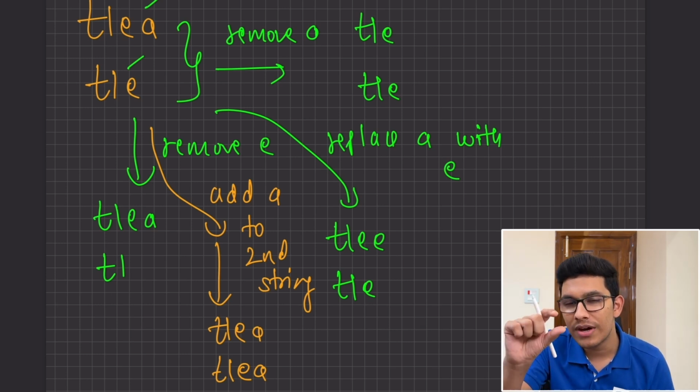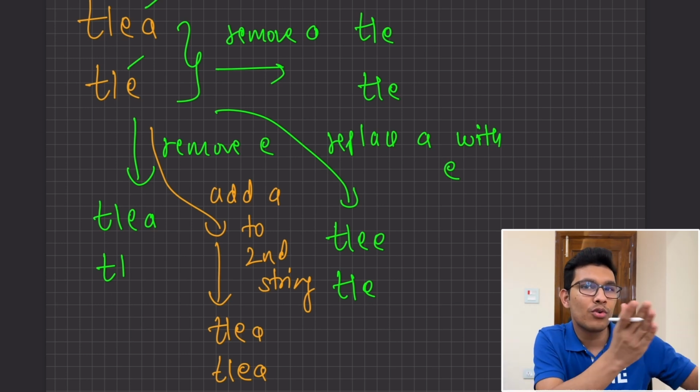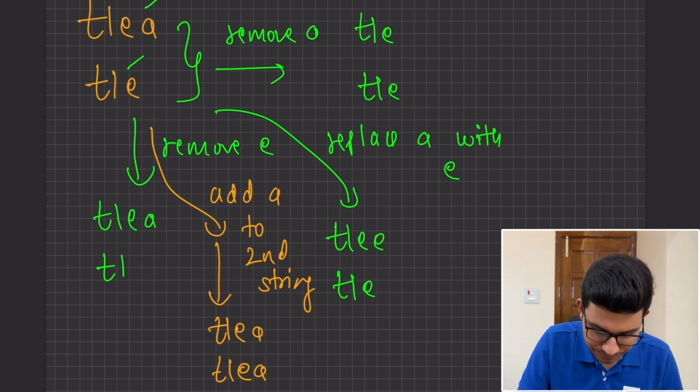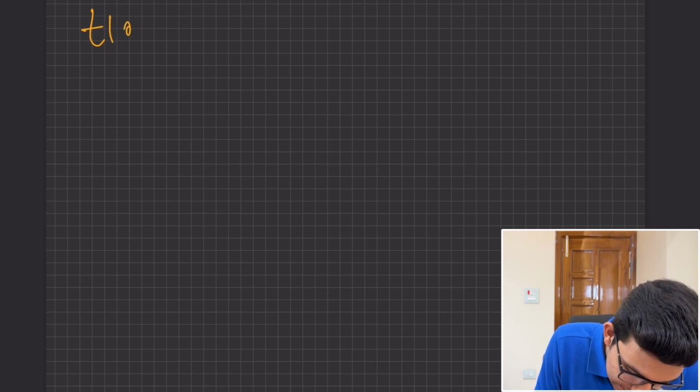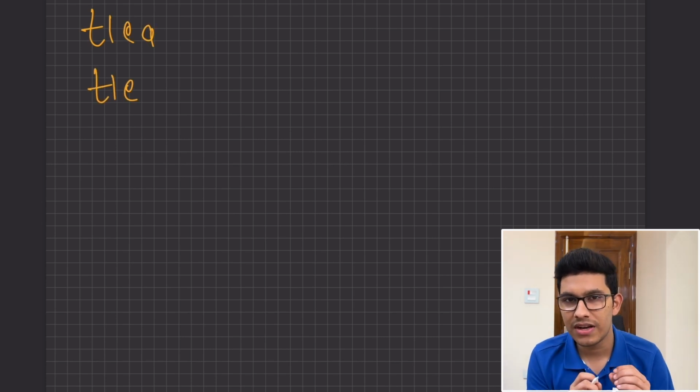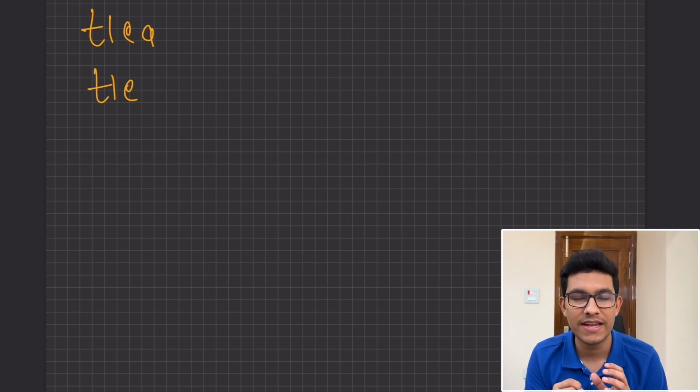Because right now you're just looking at one character. You don't know the string before that character, correct? So let's try to make certain more observations. Let's say if you had TLEA and if you had TLE, okay? There are 2 things which will actually result in both of the strings being kind of equal.